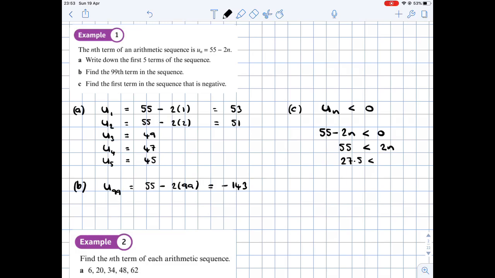27.5. Now this can be written the other way around, so n is bigger than 27.5. However, we should note that terms of a sequence, we can have the first term, the second term, third term, etc. It doesn't make sense to have the 27.5th term. So therefore, the first term is when n is equal to 28. And you could take a moment and check this.